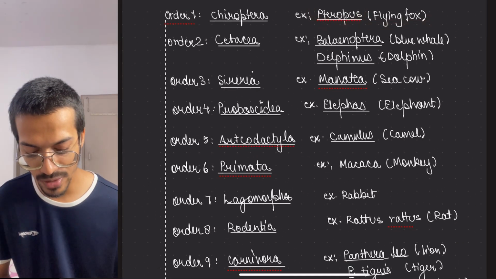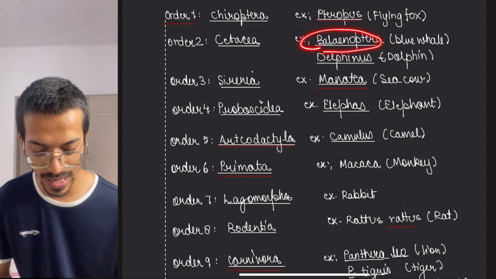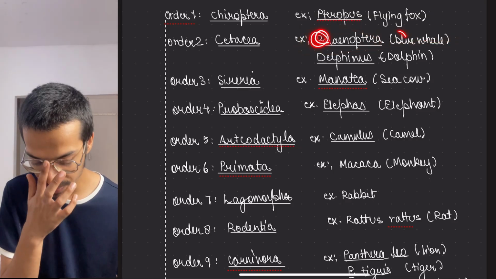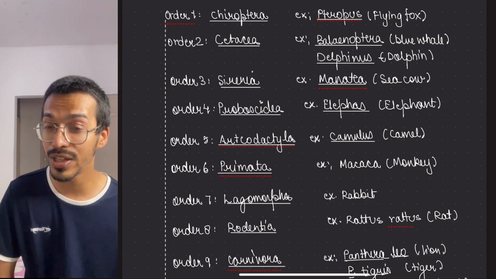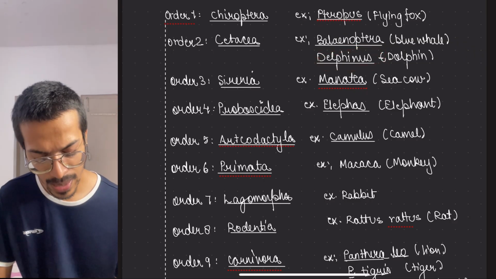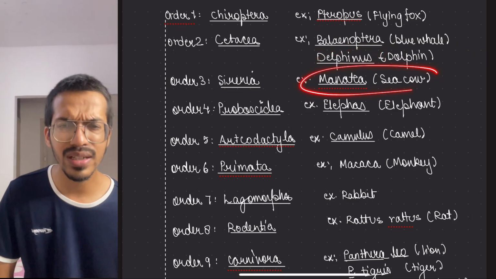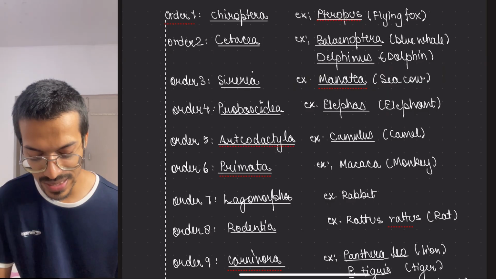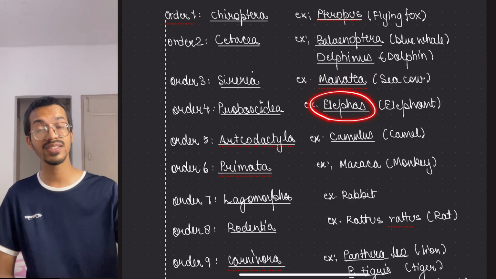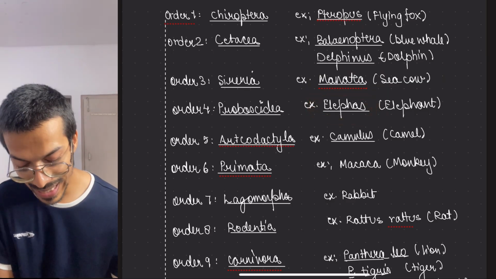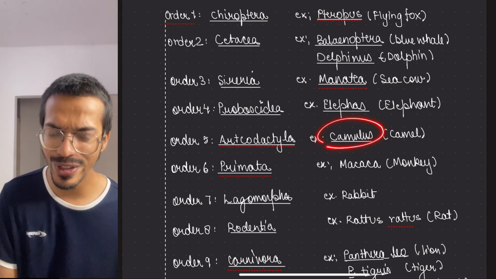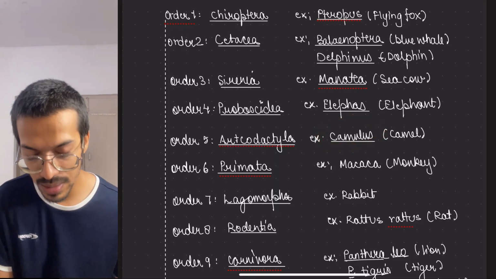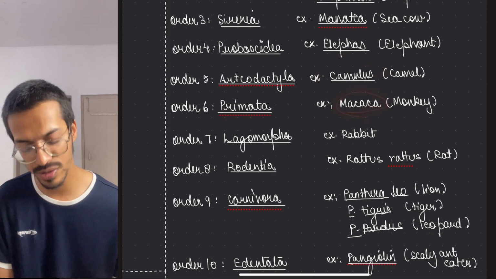Then we have Balaenoptera, that is blue whale. So bal, blue, same thing. Okay. Then Delphinus. Delphinus sounds similar to what? Dolphin. So we will remember it. Mantera, you don't need to remember it. It's just given to you. Then comes the Elephas. Elephas coming from elephants. So you will remember it. Then Camelus, word coming from camel. You will remember it. Macaca. Macaca means monkey. Same thing. So you will remember it.